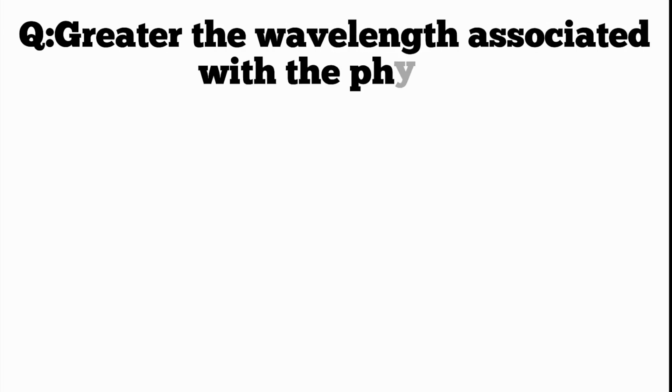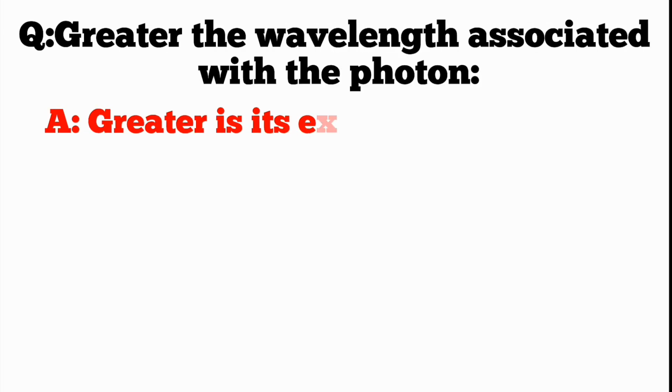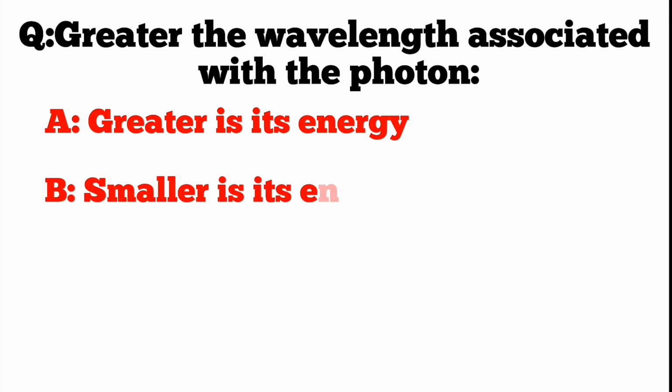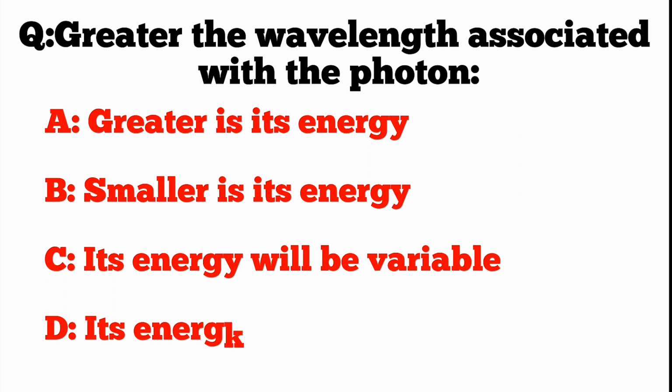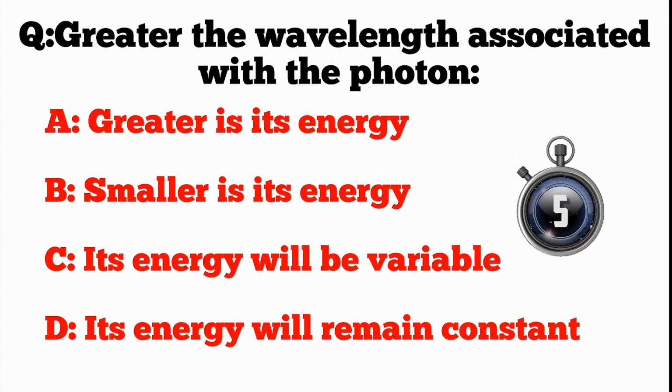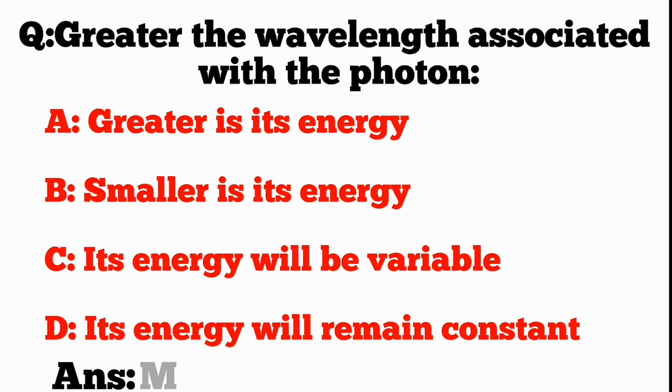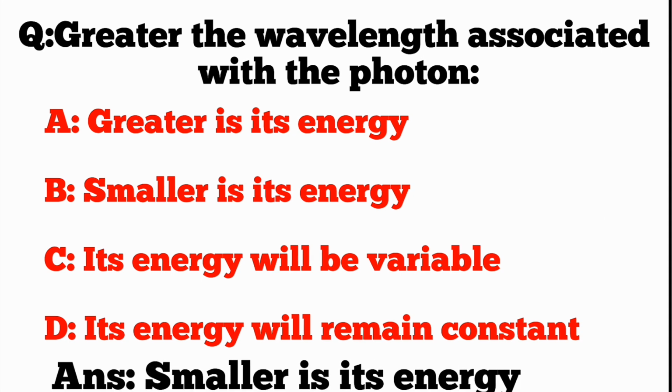Q. Greater the wavelength associated with the photon, A. Greater is its energy. B. Smaller is its energy. C. Its energy will be variable. D. Its energy will remain constant. Ans. Smaller is its energy.